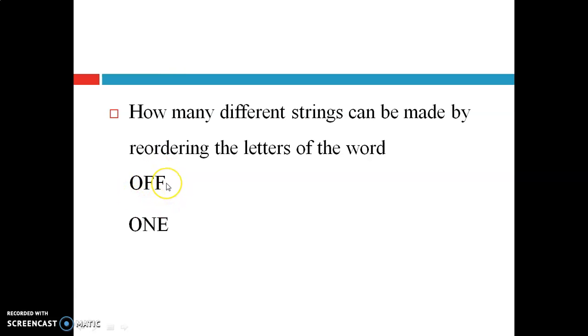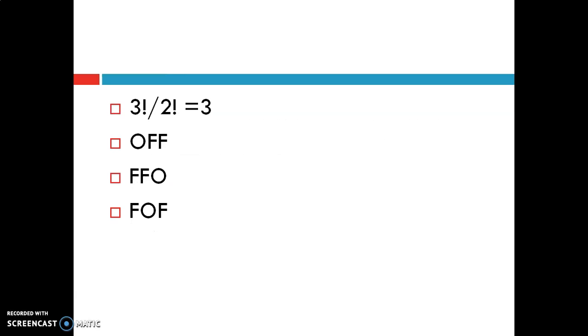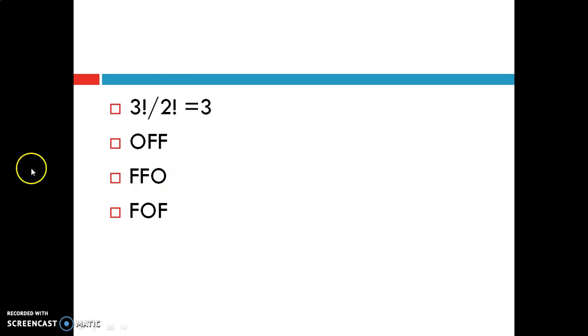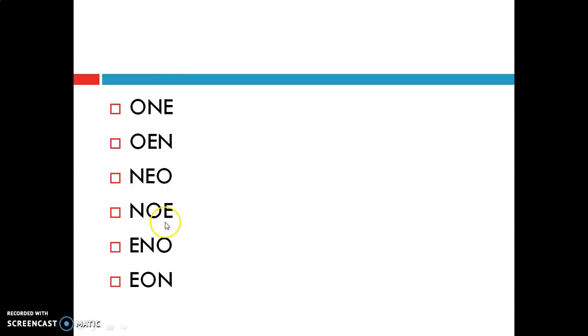The total number of atoms is 3, that is n is 3, but one letter is repeated twice. So 3 factorial divided by 2 factorial is equal to 3. So there are 3 different ways to reorder the letters of the word, and the answer is 3. These are the 3 different ways: O double F, F O F, F F O.